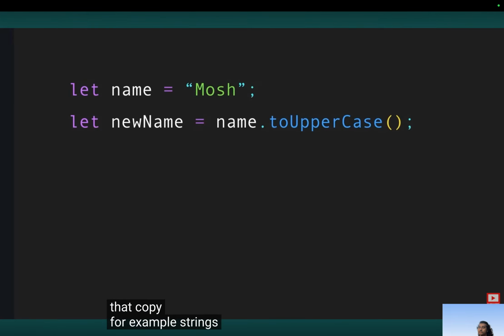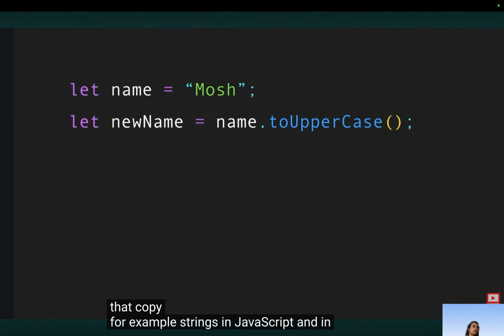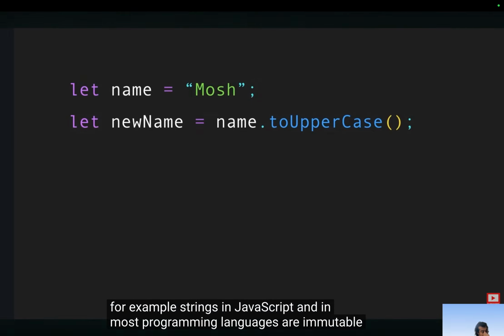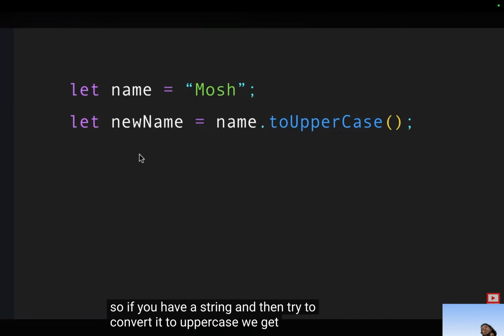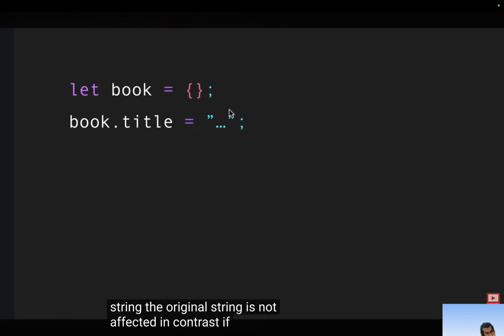For example, strings in JavaScript and in most programming languages are immutable. So if you have a string and then try to convert it to uppercase, we get a new string. The original string is not affected. In contrast, if you have an object, we can change or mutate that object directly. So in JavaScript, objects and arrays are not immutable.